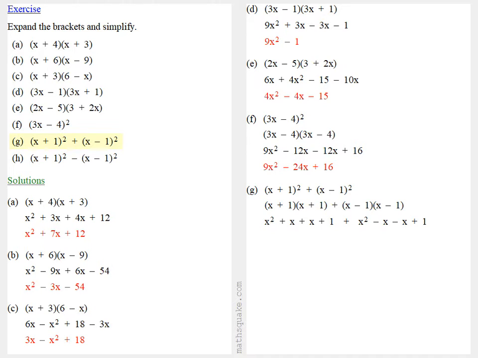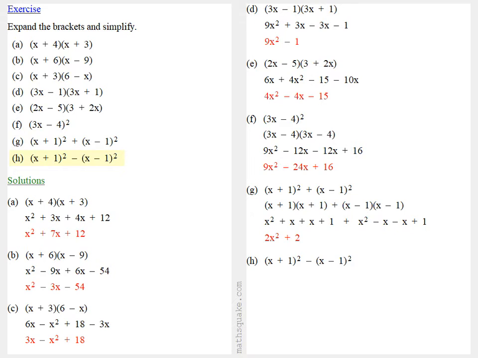And the second pair of brackets gives us x squared for the first pair. The outer pair is minus 1x, or minus x. The inner pair is minus x. And the last pair is plus 1. So when we add them together, we get 2x squared. All the x terms cancel out, and the numbers are 2. So 2x squared plus 2.